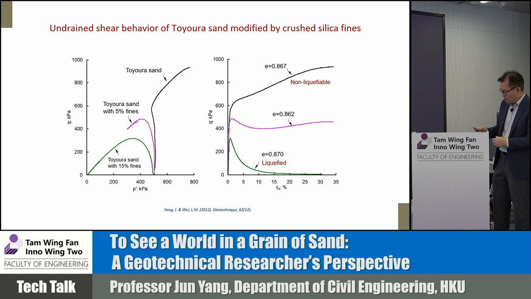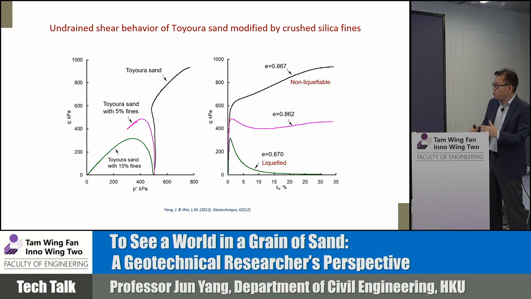So as you can see here, this is the clean Toyota sand, this is Toyota sand with 5% fines, and this is Toyota sand with 15% fines. Now we can see that when we increase the fines content, the degree of softening increases.